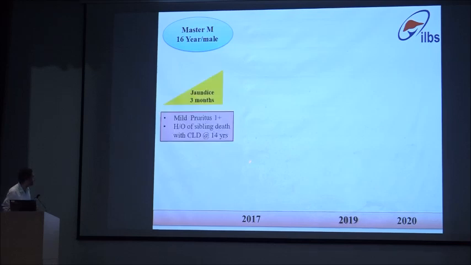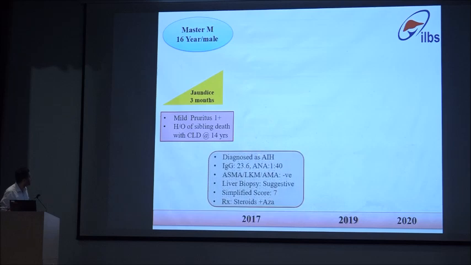A 16-year-old child came to us in 2017 with jaundice, very mild pruritus, and history of a sibling death with CLD at 14 years of age, decompensated. We diagnosed him as AIH based on high IgG, autoimmune marker positive, 1:40 given a score of 2 in the pediatric simplified score. Liver biopsy was suggestive, so the simplified score was 7. We started steroids plus azathioprine.